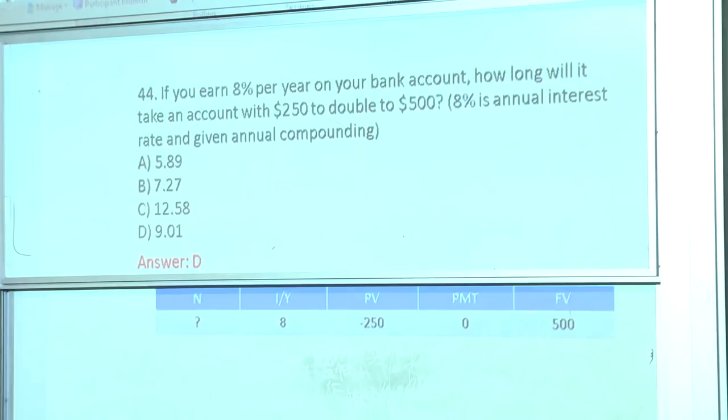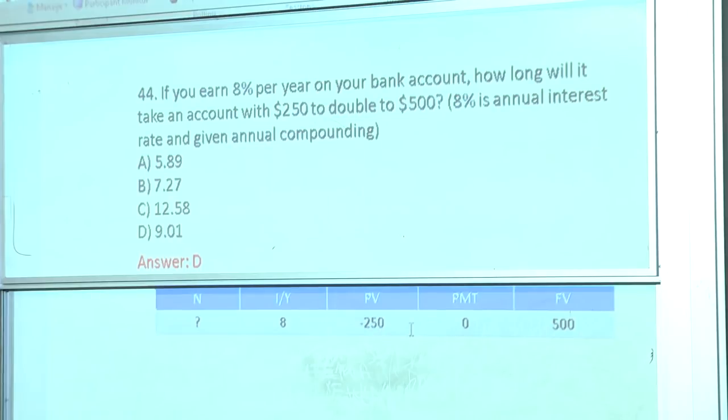Okay, go forward. So if you earn 8% per year for a bank account, how long will it take? Now we're calculating for N, okay? It can take it to double, okay, 250 to 500. Okay, there's no periodic payment, 8% interest rate, and annual compounding, so it's 9.